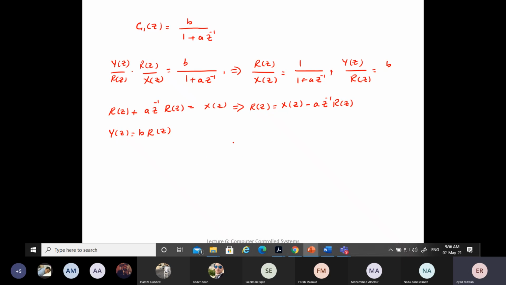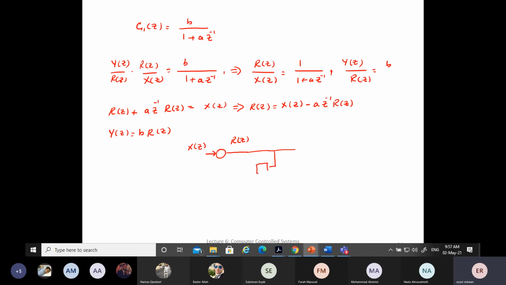Therefore, if I come to the implementation, the input is X of Z, so I have X of Z here. Now, this is the output from the summer. I'll call it R of Z, and then you will have X of Z minus A times Z inverse. So I can put here a delay unit of Z inverse and also a constant of A. Let me take it away.